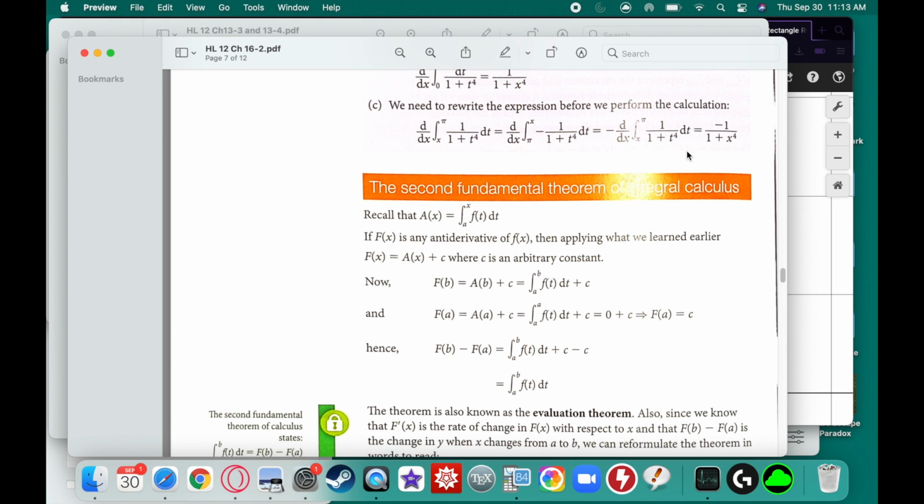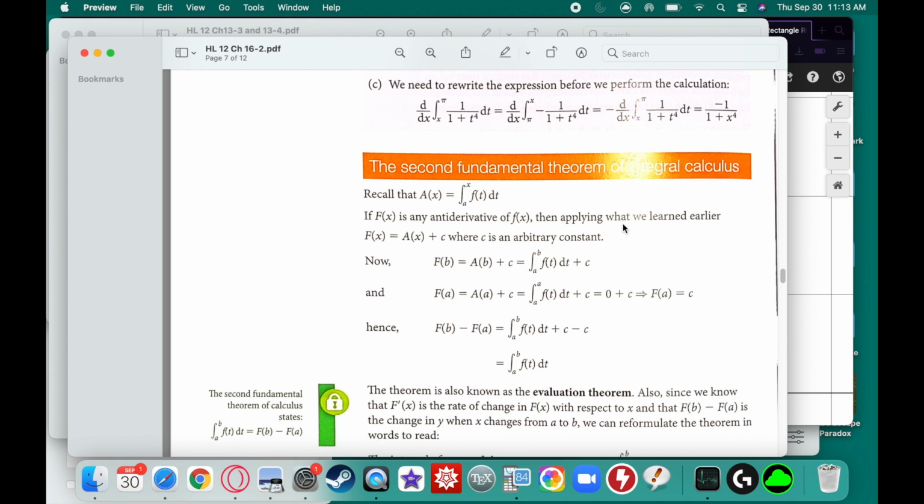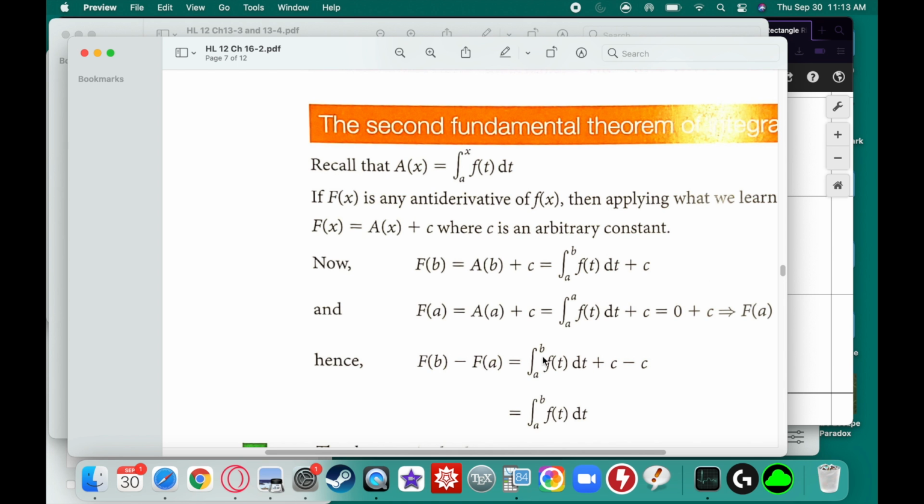Now, that's not the most impressive thing. The main thing you're going to be dealing with today is this one, the second fundamental theorem of integral calculus. Okay? So here we say, all right, if you are going to take the integral from a to b, it's this one right here.